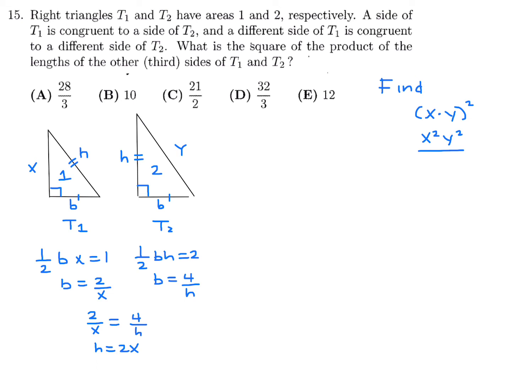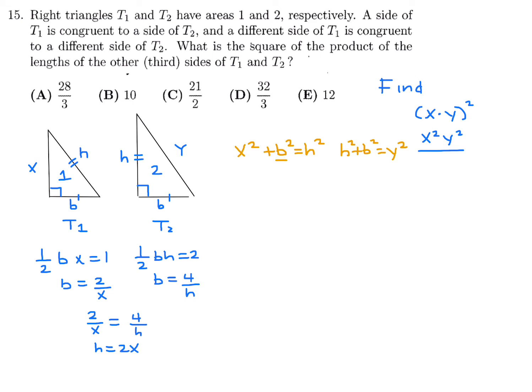And now, using Pythagoras, I'll get a couple more relationships. The first one is x squared plus b squared is equal to h squared. And the second one would give me that h squared plus b squared is equal to y squared, like that. All right, well, I think I can get a numerical value for x, because in this equation here, x squared plus b squared is equal to h squared.